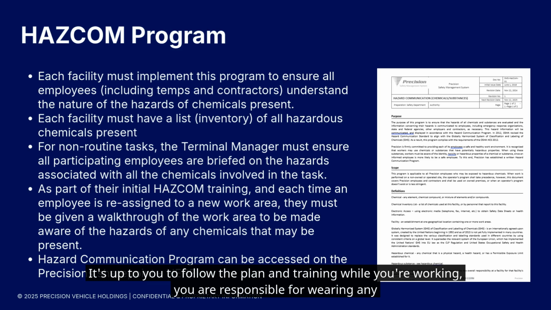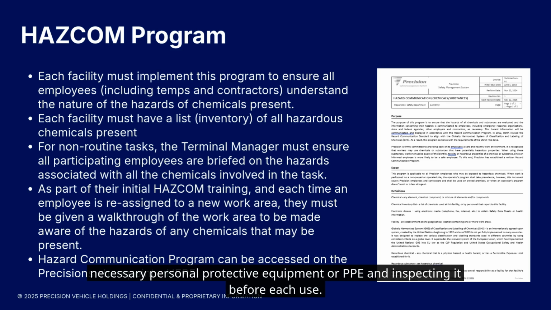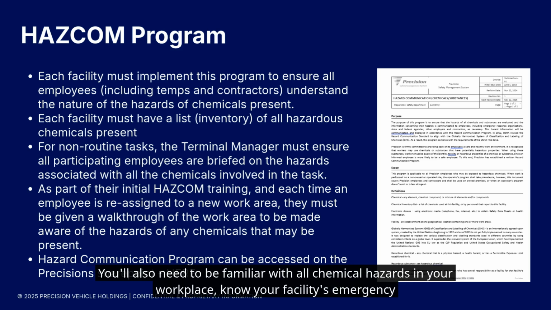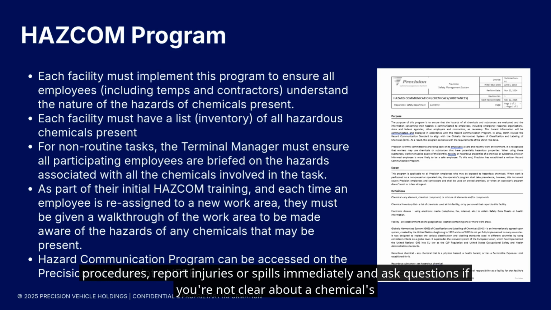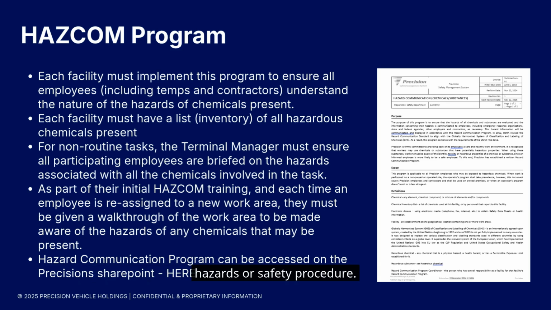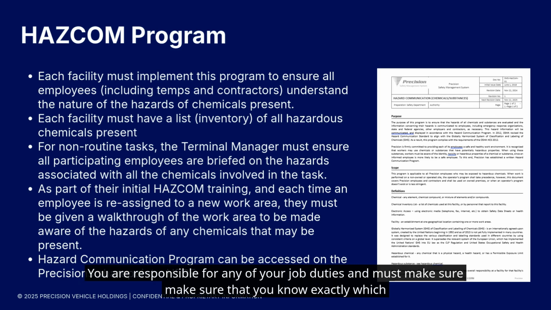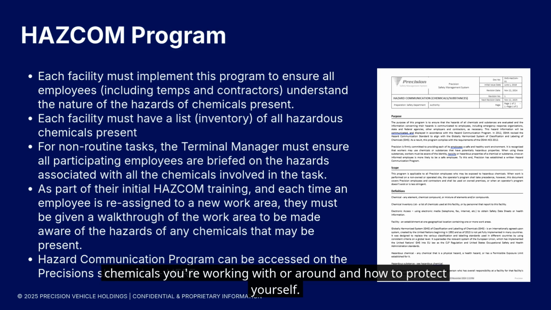It's up to you to follow the plan and training while you're working. You are responsible for wearing any necessary personal protective equipment, or PPE, and inspecting it before each use. You'll also need to be familiar with all chemical hazards in your workplace, know your facility's emergency procedures, report injuries or spills immediately, and ask questions if you're not clear about a chemical's hazards or safety procedure. You are responsible for any of your job duties and must make sure that you know exactly which chemicals you're working with or around and how to protect yourself.